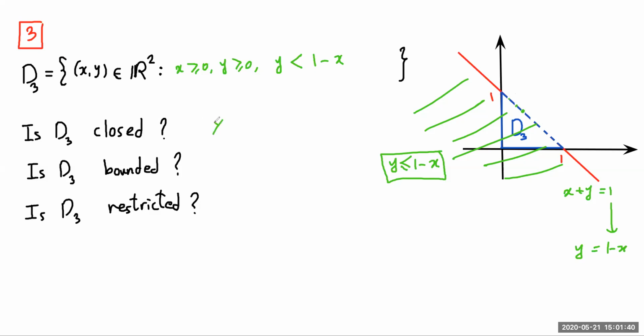Is it closed? No, it's not closed because these boundary points are not in the region. Is it bounded? Yes, it's bounded because I can sketch a circle that contains D3. Is it restricted? No, it's not restricted because a restricted region must be closed and bounded.